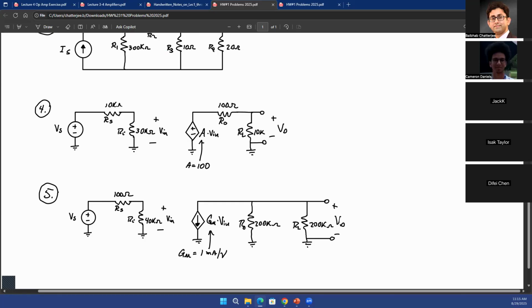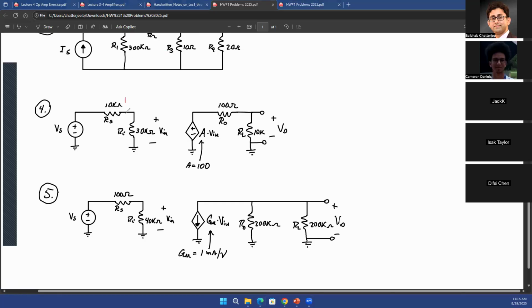So if you see here, this is basically your amplifier, this black box. Again, over here, this black box is your amplifier.